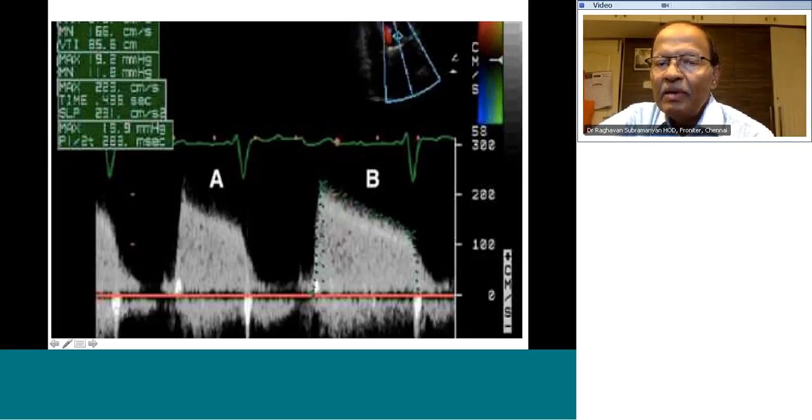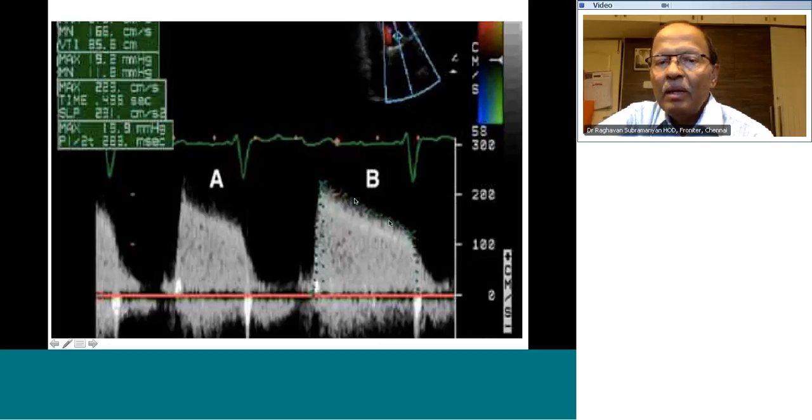Normally, you can find the half value because the equation is pressure gradient equals 4 into velocity squared. When the velocity falls to about 70% of peak velocity, that would be the time when the pressure gradient has dropped to half. Therefore, it would be somewhere here. So take 0.7 of the maximum velocity, plot a point here and draw a vertical line, and the time interval from the initial peak velocity to the 70% velocity is the time interval for pressure half time. The more the pressure half time, the more severe the mitral stenosis.